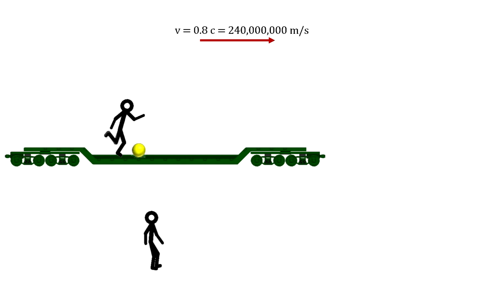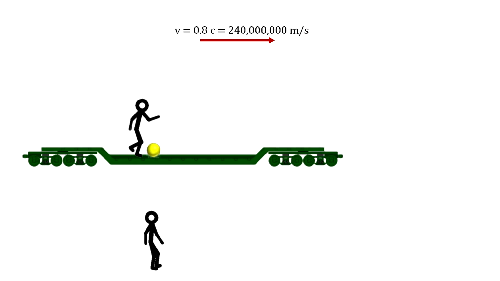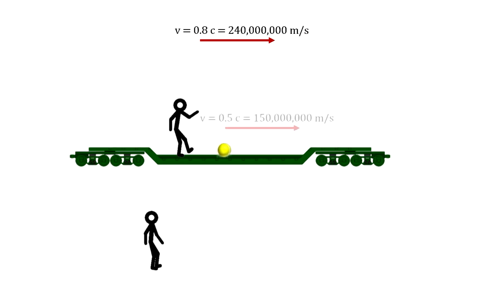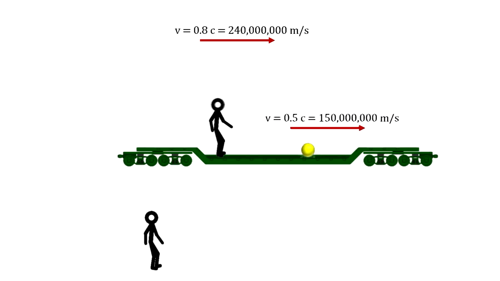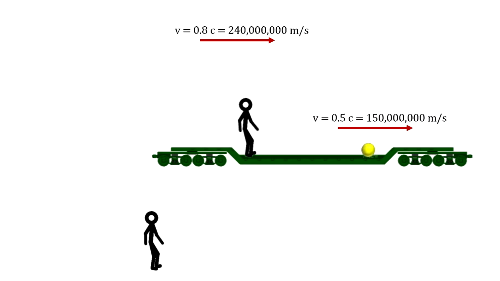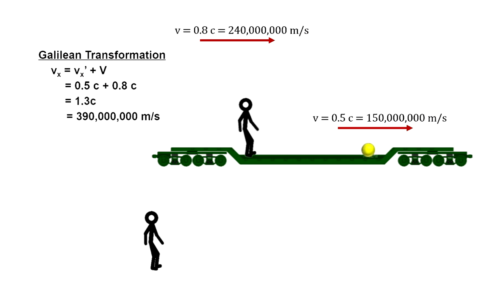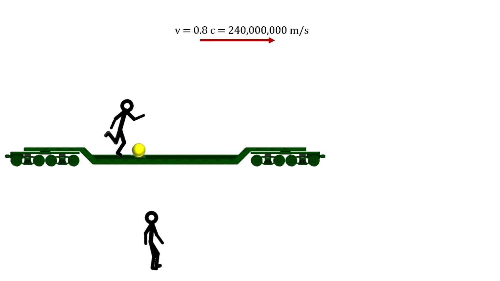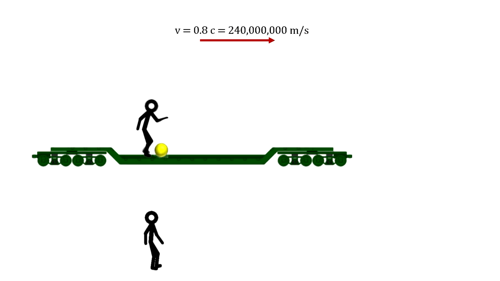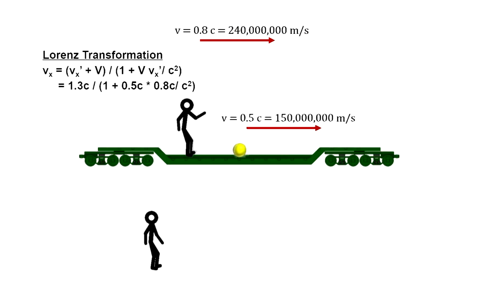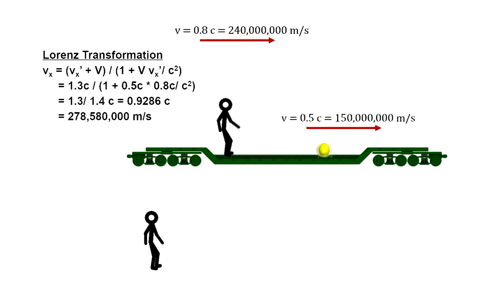Now let's shift the supertrain into high gear and say its velocity is 8/10 of the speed of light. And the person on the train kicks the ball at 1/2 the speed of light. If the Galilean transformations were correct, the person on the ground would add these together and see the ball traveling faster than the speed of light. But to keep the speed of light a constant, the new relativistic equations tell us the person on the ground would see the ball traveling a lot slower than that, at 9/10 the speed of light.